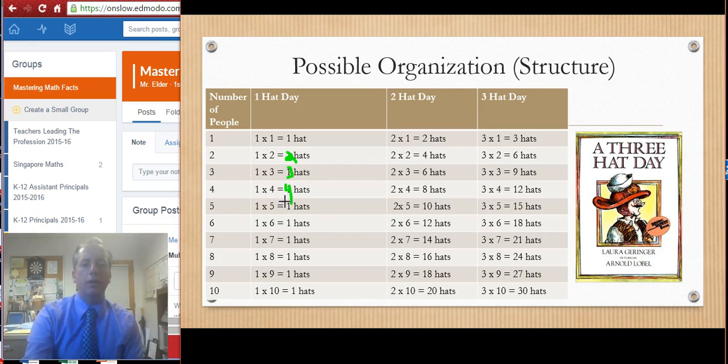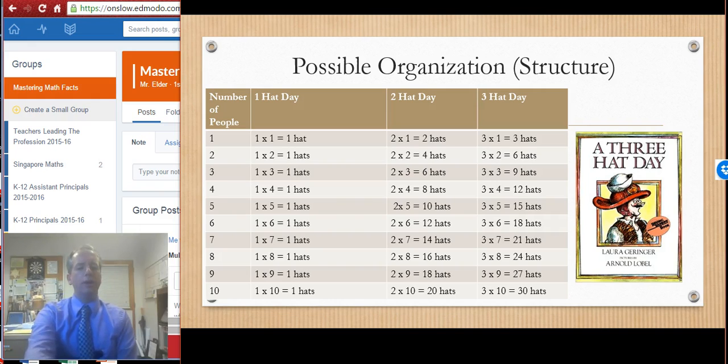And then as I move over to the 2 hat day, now I've got 2 hats, that's kind of my constant, times 1 person, 2 people, 3 people, 4 people, 5 people, and so on and so forth. And then on a 3 hat day, what would that look like? Well, if I'm going to have a 3 hat day, then I've got 3 hats times 1 person, 3 hats times 2 people. So how many hats would I need for all these variety of situations? It's a lot of math built in there.